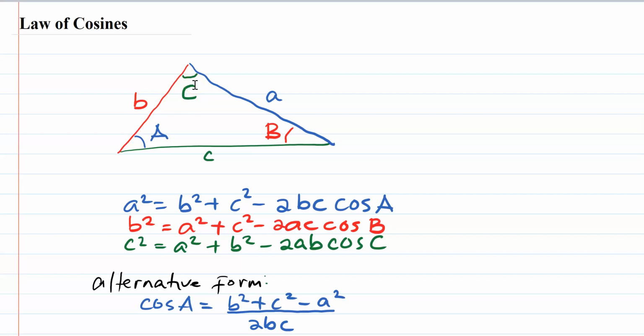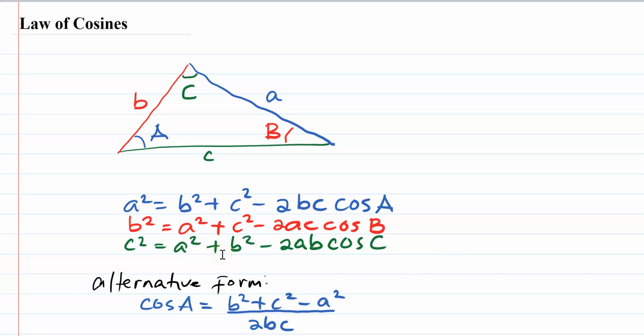Now the law of cosines states that A squared is equal to B squared plus C squared minus 2BC cosine of A, or B squared is equal to A squared plus C squared minus 2AC cosine of B, or C squared is equal to A squared plus B squared minus 2AB cosine of C.